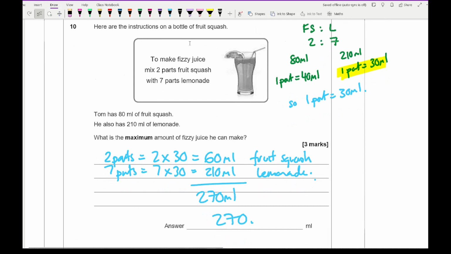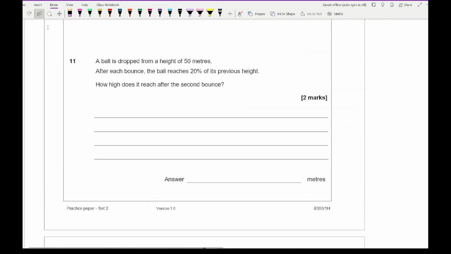The next question then says that a ball is dropped from a height of 50 meters. After each bounce, the ball reaches 20% of the previous height. How high does it reach on its second bounce? So on the first bounce, it's going to be 20% of 50. Now 10% is 5, so 20% is going to be 10. So that's how far it reaches.